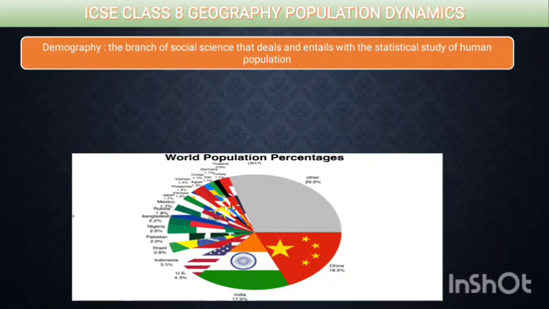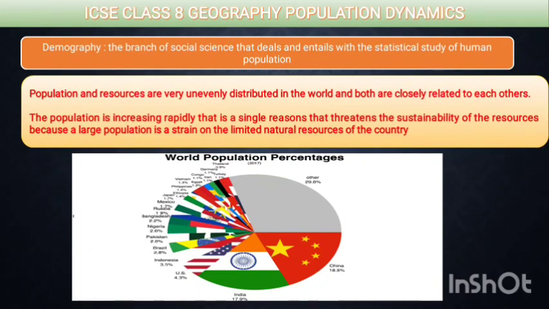You should know the term demography. What is demography? Demography is a branch of social science which deals with the statistical study of human population. When we study the human population, how much population is there in a particular place of a particular country, that time we study with demography. Population and resources are very unevenly distributed in the world. Somewhere it is densely populated, somewhere sparsely populated. The rapid growth of population is a single reason that threatens the sustainability of resources, because resources are limited, right?